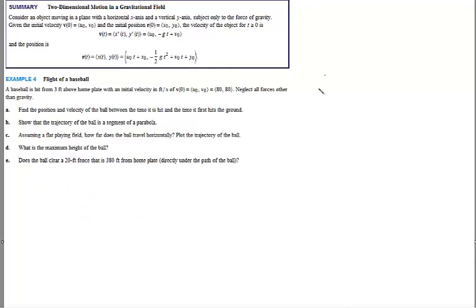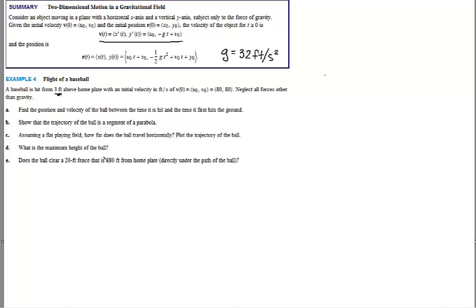In our next example, we're looking at two-dimensional motion in a gravitational field. We are given the velocity vector and how to get it, and we are also given the position vector and how to get that. I would make a note that seeing as we're going to be using feet in this problem, gravity is going to be equal to 32 feet per second squared, not our traditional 9.8 because that's meters per second.